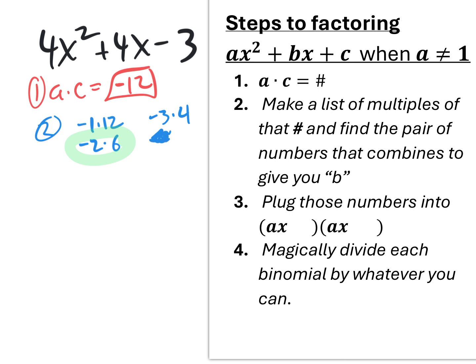Okay? Are you with me? So step 3. Once I find that pair of numbers, what do I do with it? It says plug those numbers into this format. A binomial times a binomial. So here we go. Step 3 is a binomial times a binomial. And notice it says ax and ax. So the a value is 4, so I'm going to put 4x and 4x.